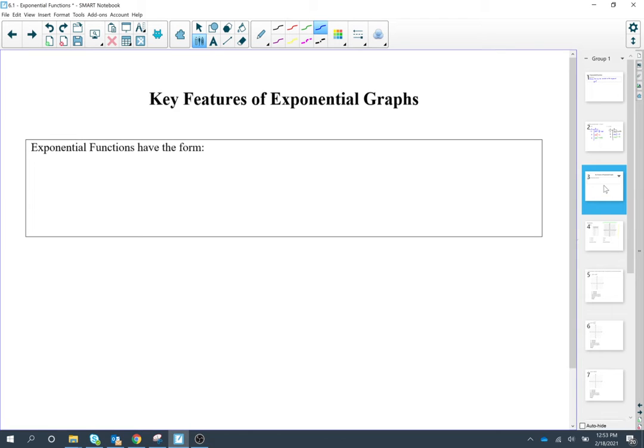Key features of exponential graphs or exponential functions. First of all, exponential functions have the form y equals a times b to the x plus k. Now, in this form, a is your initial value or your starting value.